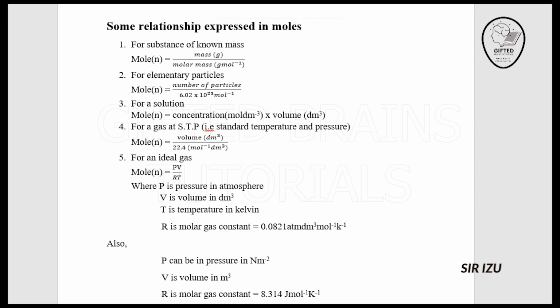Your P can be in atmosphere. Be sure that your volume is in dm cube and temperature in Kelvin, and your R is the molar gas constant, which is 0.0821 atmosphere dm cube per mole per Kelvin. But if your pressure is in Newton per meter square, then be sure that your volume is in meter cube and your molar gas constant changes to 8.314 joules per mole per Kelvin. The temperature remains Kelvin. Let's take some examples under this study.